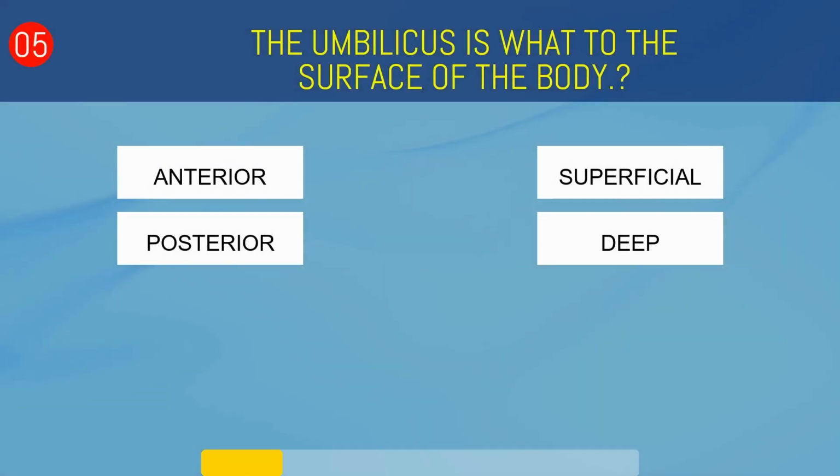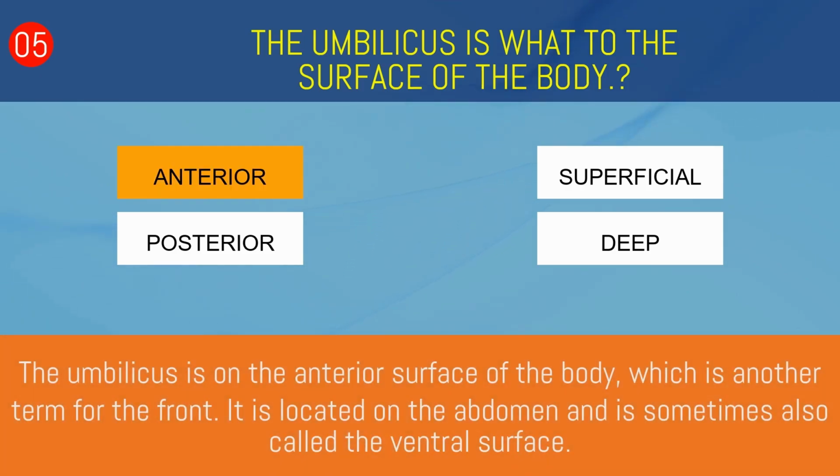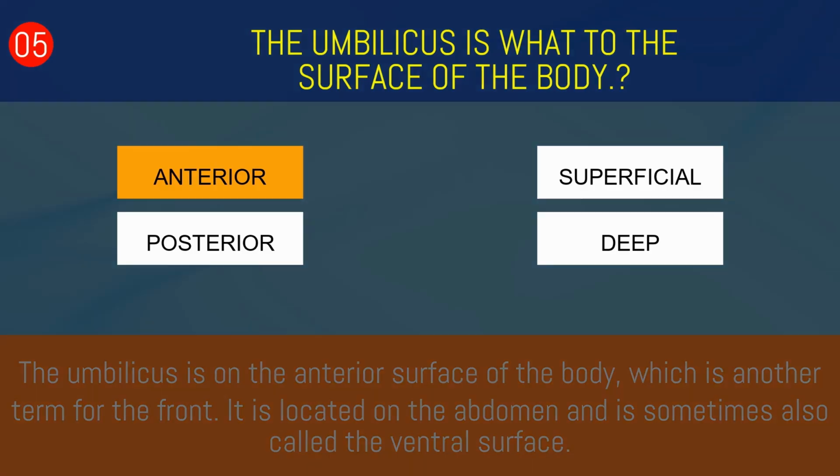The umbilicus is what to the surface of the body? Anterior, posterior, superficial, or deep? Anterior. The umbilicus is on the anterior surface of the body, which is another term for the front. It is located on the abdomen and is sometimes also called the ventral surface.